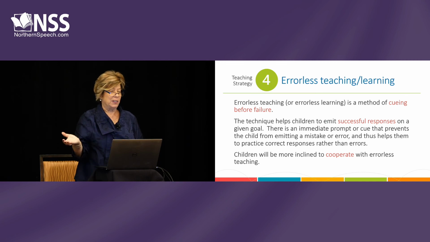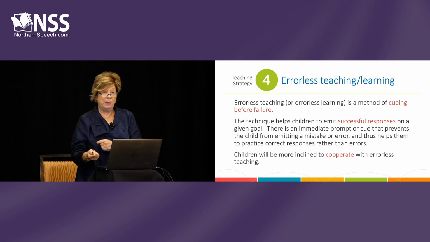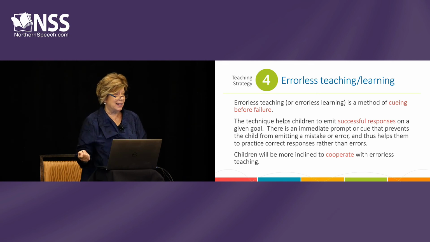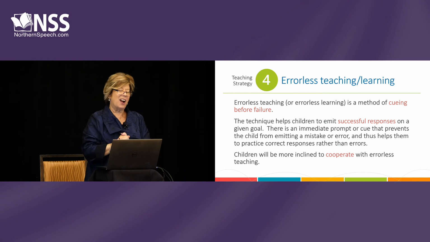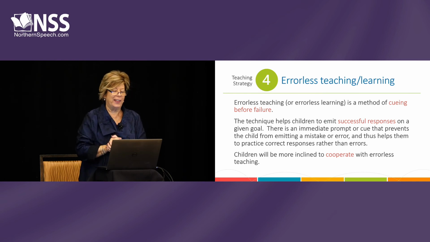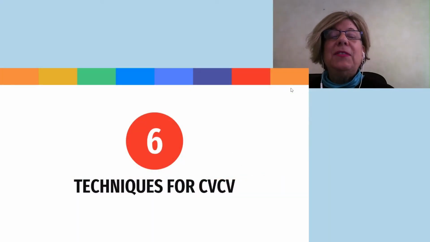For speech motor, we kind of have to know where the error is likely to occur. If children are really struggling with a second syllable, then you're going to have to cue that medial consonant so that they'll be more correct on that second syllable. If you know they're going to leave out a final consonant, then you'll give them a cue before they even leave that final consonant out. So it's harder, but we still want to think about how we can cue before failure, and that's errorless teaching.